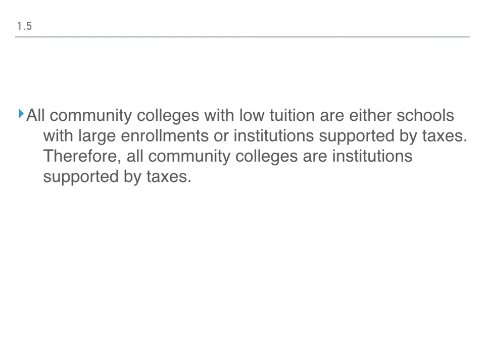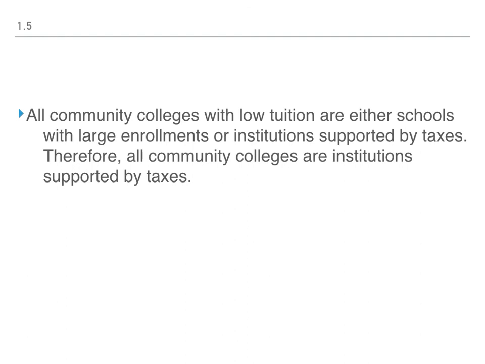So let's do one more, because this one is a bit more complicated and it's going to illustrate something which becomes important later in the subsequent chapters. So the argument says all community colleges with low tuition are either schools with large enrollments or institutions supported by taxes. Therefore, all community colleges are institutions supported by taxes. So notice that it looks like a categorical syllogism, has words all in there, and clearly it's an argument, there's the word therefore.